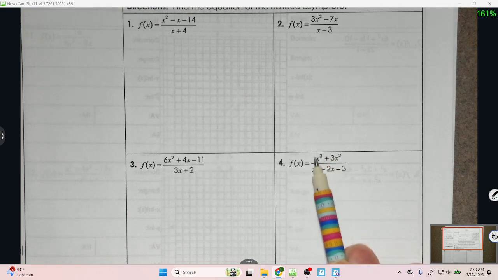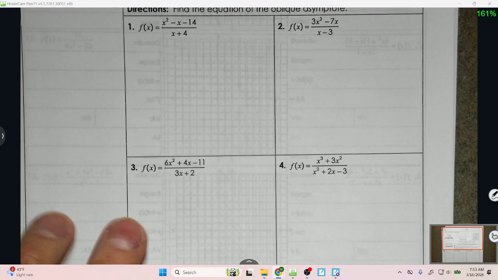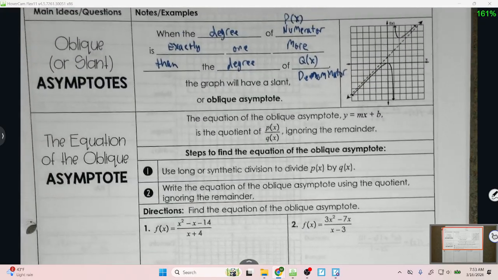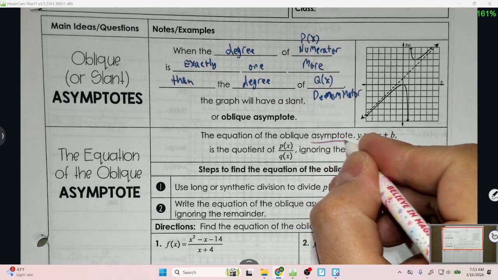What degree is this top? Degree 3. What degree is the bottom? Degree 2. Is it 1 higher on the top? That's it. It's a slant asymptote if you have that. Does that make sense? So the way we're going to find it is we're going to use long division. So basically, the way that we're going to draw in this oblique asymptote, and when we say oblique or slant asymptote, that's this right here.